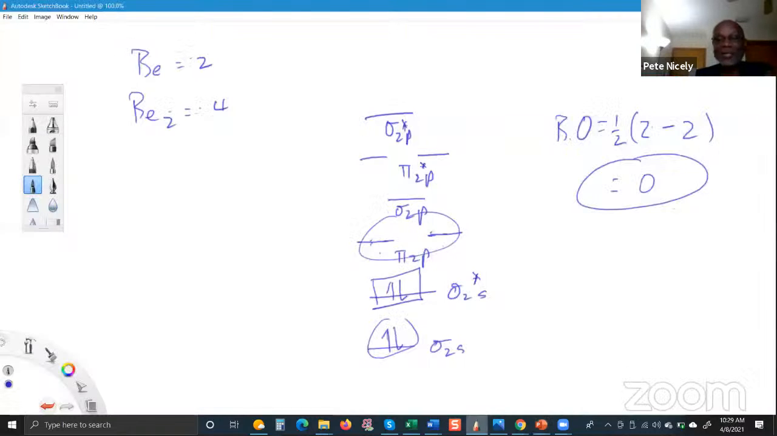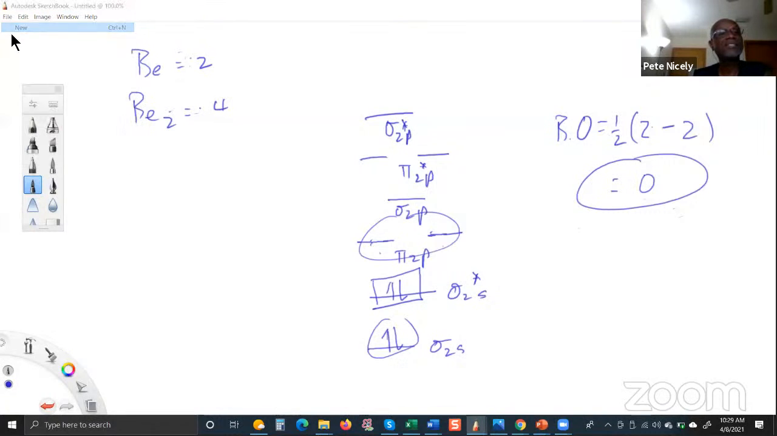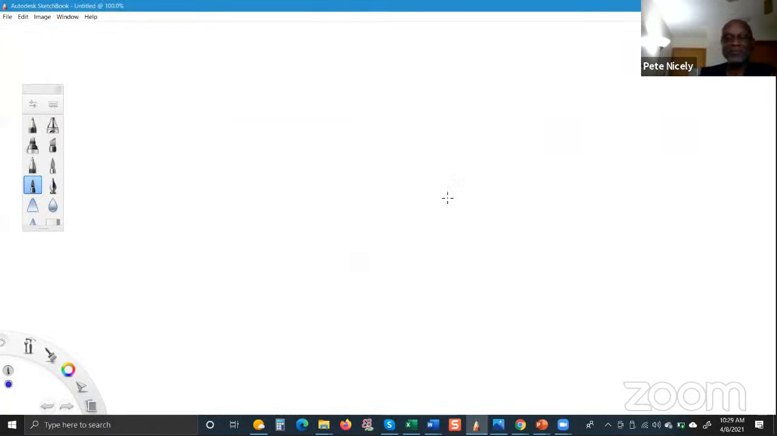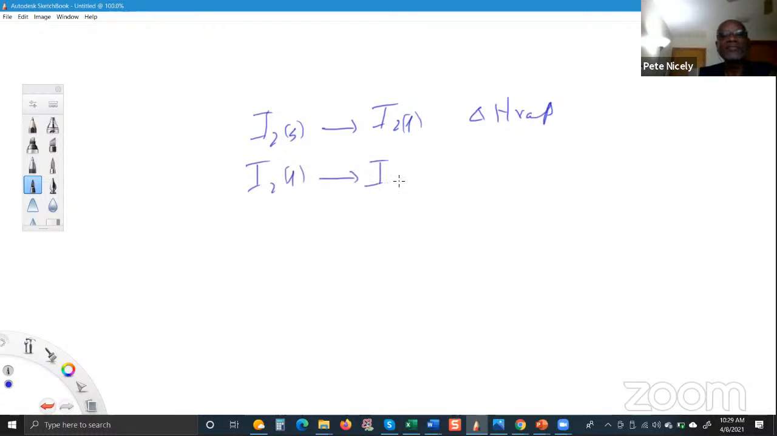And I can show you how that equation is derived by doing this. So here we have I2 solid going to I2 liquid, all right? The enthalpy of this is enthalpy of vaporization. And then I2 liquid going to I2 gas. And the enthalpy change here, no, actually this is enthalpy of fusion. Sorry about that.